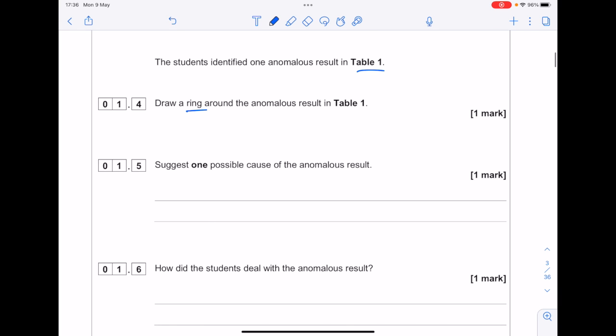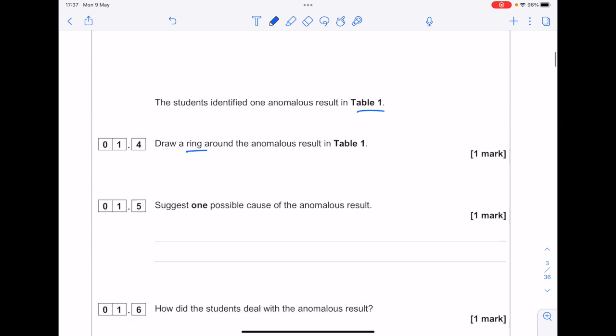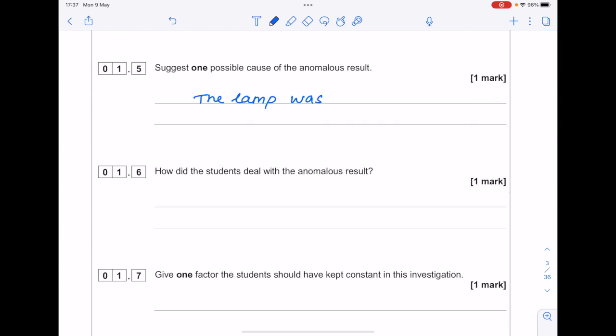Suggest one possible cause of the anomalous result. So effectively, we've got way too much oxygen being produced. So what could have caused that? Well, maybe the lamp was a lot closer in that experiment, meaning that the plant photosynthesized a lot more. Maybe it was a lot hotter. Anything that would have increased the rate of photosynthesis, really. You could have also said things like the scale was misread or the pondweed had not acclimatized.